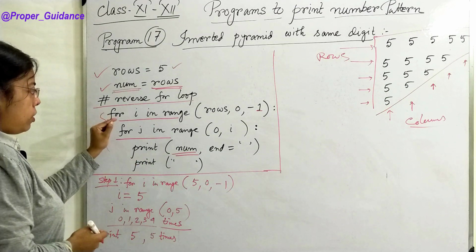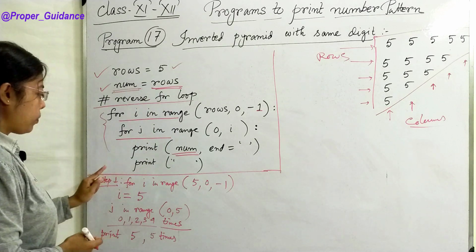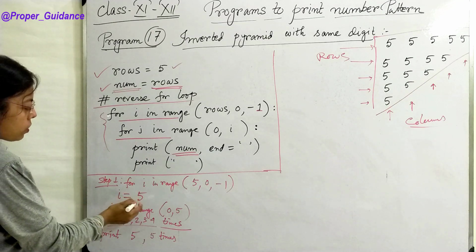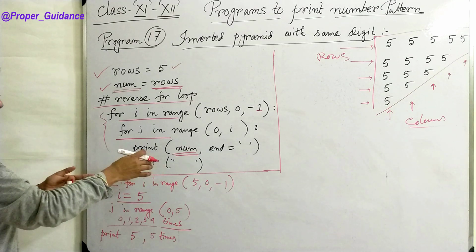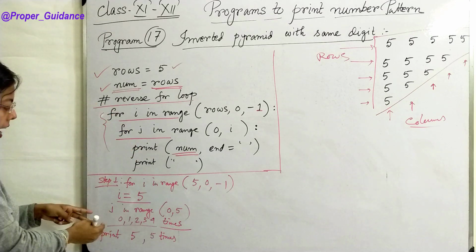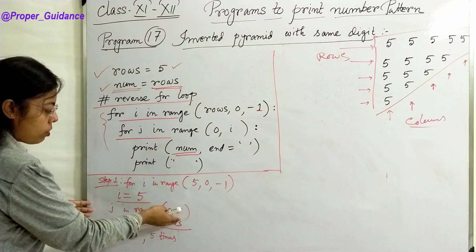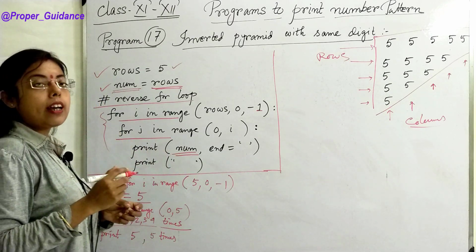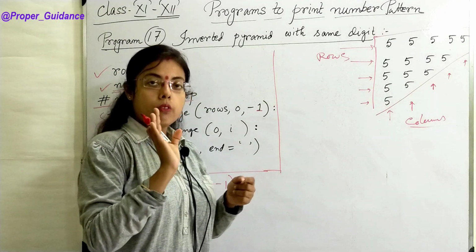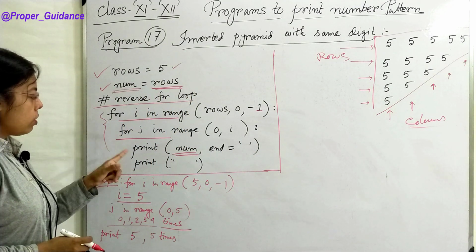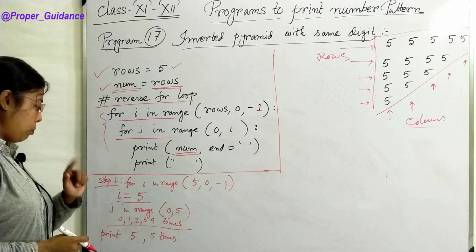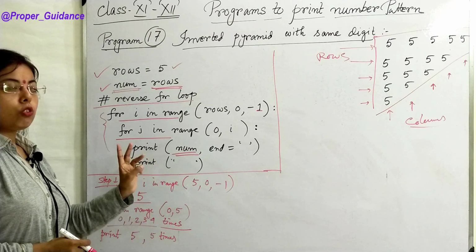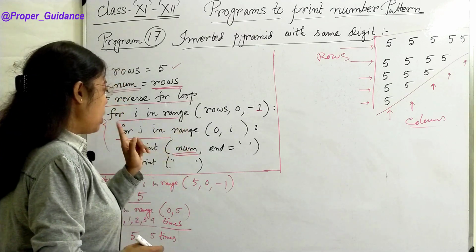So what I have said here is that for i in range, first go for the range of i, then take the first value in step 1, that is i equals 5, and for i equals 5 go to j, and in the for loop, j takes the range 0 to 5. When the range is 0 to 5, we get 0, 1, 2, 3 and 4, a total of 5 values. And one more important thing is that the value of j will go from 0 to 4, a total of 5.